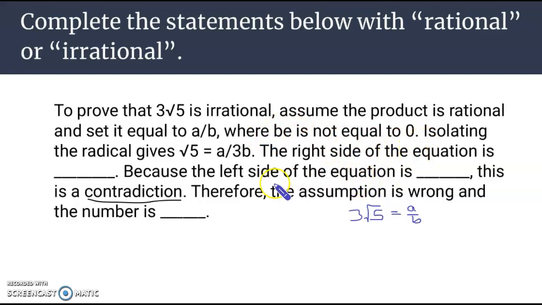Isolating the radical gives us square root of 5 equals A over 3B. So what happened here algebraically is I divided by 3, and we know that dividing by 3 is like multiplying by 1/3. That's why we can write it like this, A over 3B. The right side of the equation is blank. Now the right side here, A over 3B, is rational. I'm writing that expression, A over 3B, can be written as a fraction. It is a fraction, in fact. So we're going to put rational here.